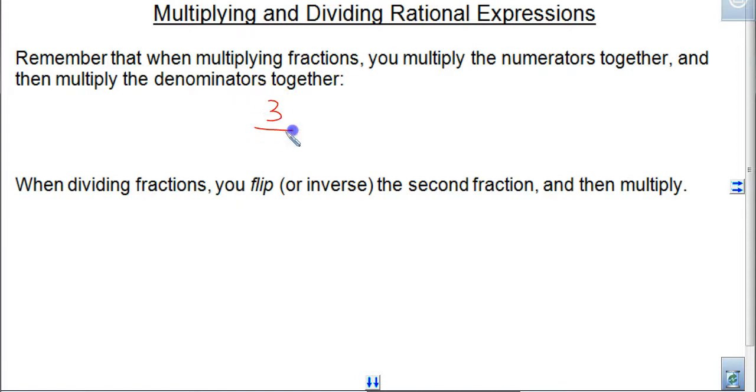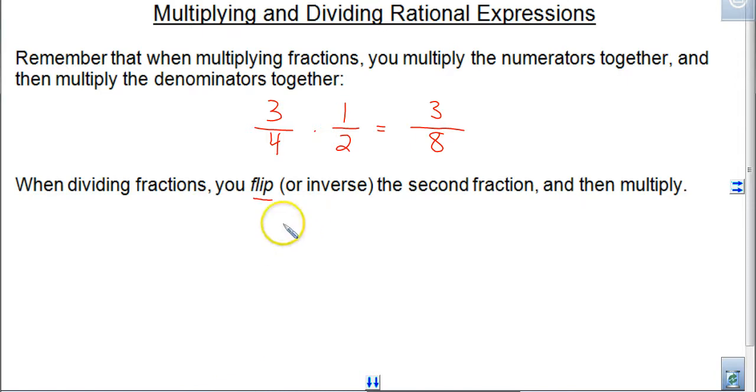So if I have something like 3 over 4 times 1 over 2, multiplying across the top, the numerators, 3 times 1 is 3, 4 times 2 is 8, and that's it. Now in terms of dividing fractions, we want to flip the second fraction, or take the inverse of it, and then we're going to multiply. And this works because dividing is the opposite of multiplying.